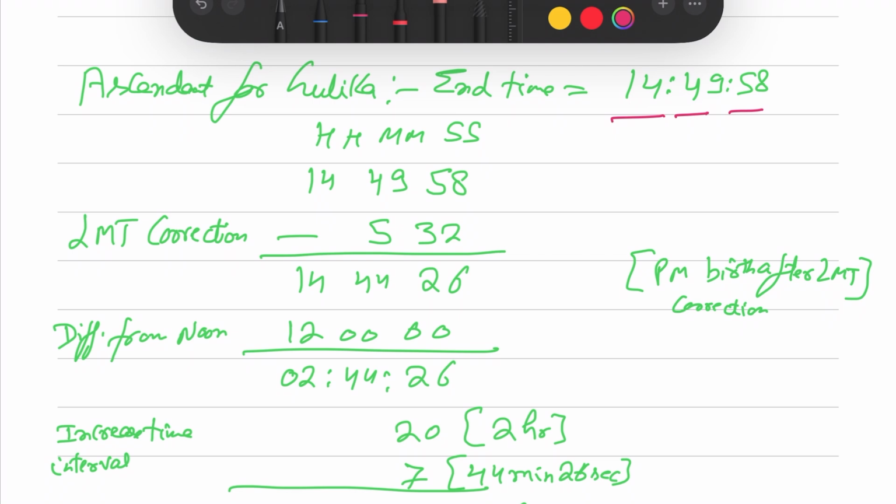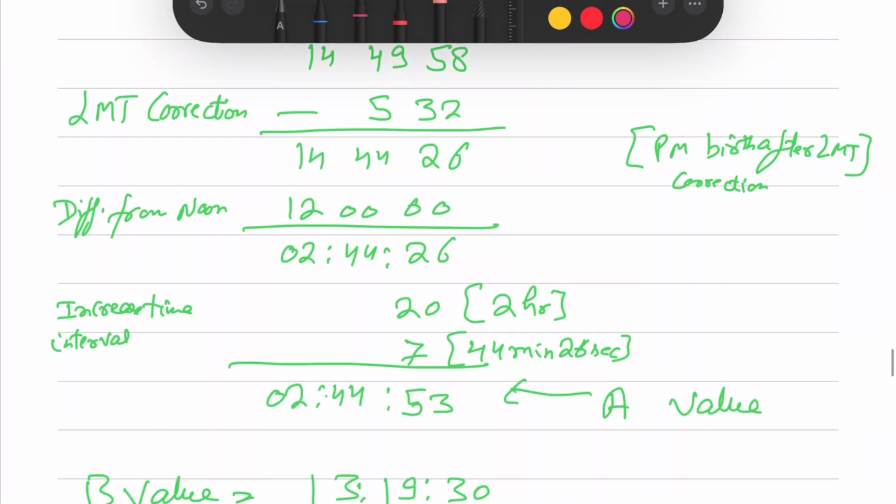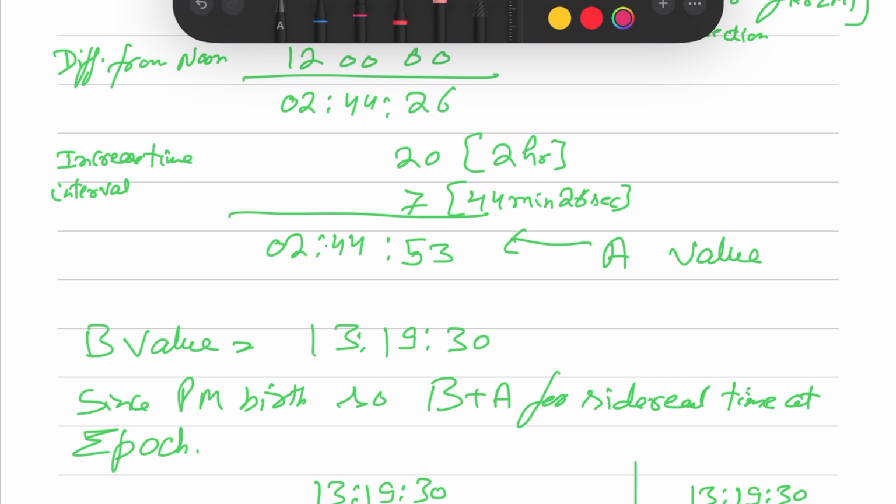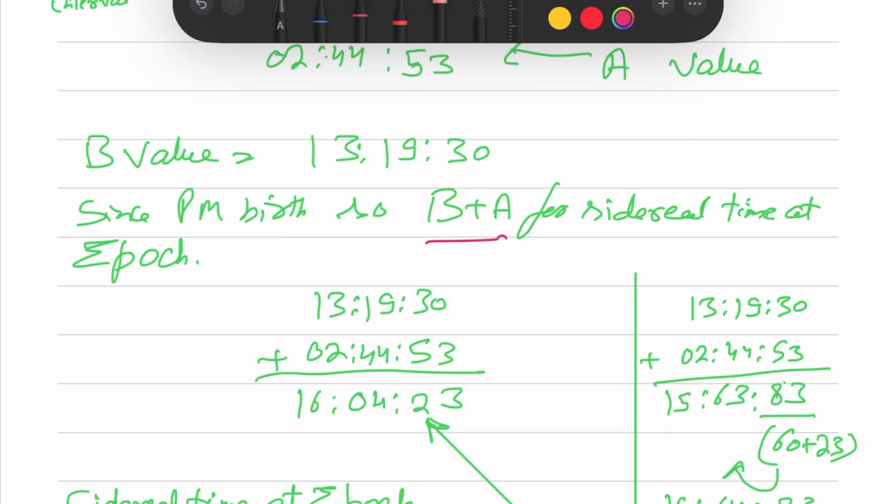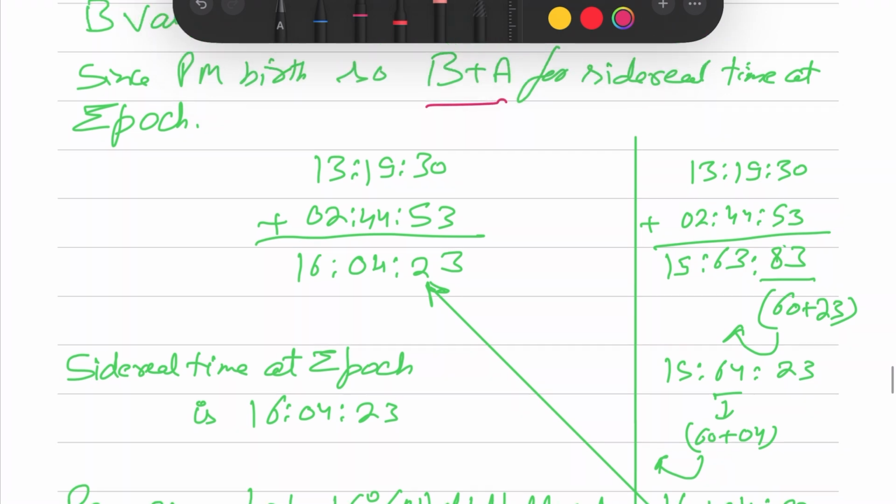So the increased time interval for 2 hour is 20 seconds, and for 44 minutes and 26 seconds it is 7 seconds. So after adding this, we get 2 hour 44 minutes and 53 seconds as the A value. The B value we know from our calculations is 13, 19, 30. Since it is a PM birth, we'll do B plus A. So we added it. I've shown how we do this calculation. On the right hand side, we get 160423. So this is our sidereal time at epoch.